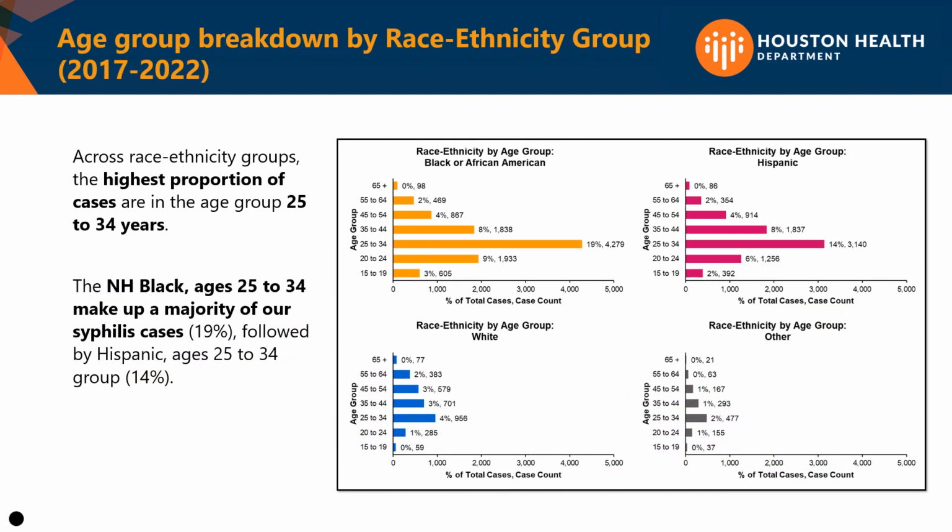Here is age group breakdown by race and ethnicity group. Looking at each of these individually, the distribution is roughly the same. However, notice that every single one has 25 to 34 being the highest. Non-Hispanic Black ages 25 to 34 make up the majority of syphilis cases at 19%, followed by Hispanic ages 25 to 34, which makes up 14%.